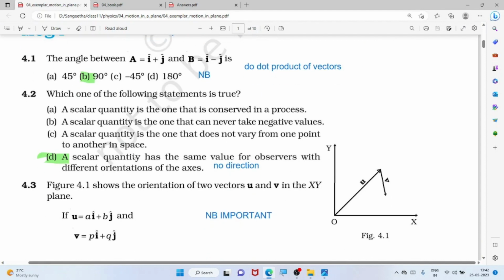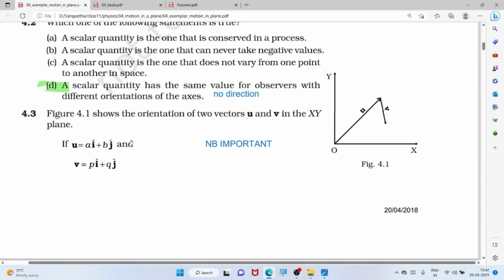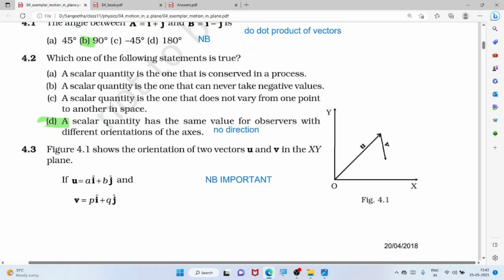Which one of the following statements is true? A scalar quantity is the one that is conserved in a process. A scalar quantity is the one that never takes negative values. A scalar quantity is the one that does not vary from one point. The scalar quantity has the same value for observers with different orientation. So a scalar has only magnitude, there is no direction for a scalar quantity.